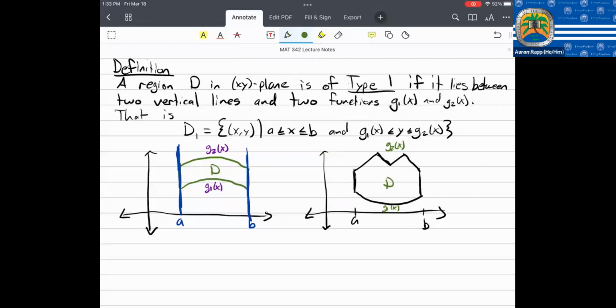So all I'm doing is I'm fixing vertical lines on my x-axis, and then where my y values are at in this region change depending on where you're at. So this is what it means to just be a type 1 region. There's only two types, type 1 and type 2. What do you think changes for a type 2 intuitively?